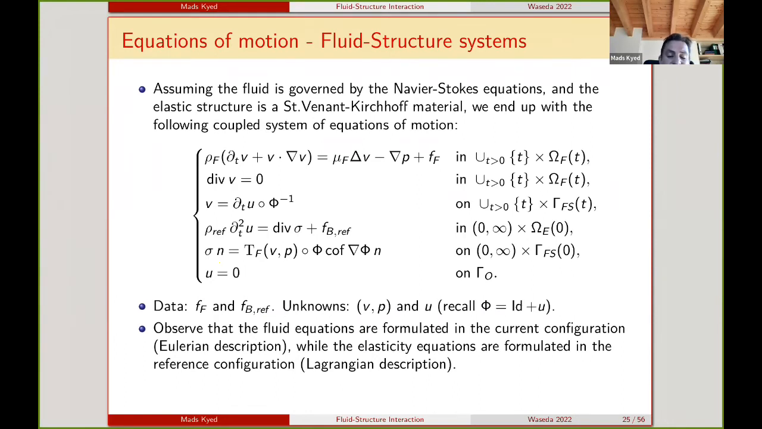Okay, and here we have to, of course, be aware that our fluid equations are written in an Eulerian description, whereas our elasticity equations are written in a Lagrangian description. So at some point we have to make a transformation so that everything is written in the same description, and typically we would choose a reference configuration to rewrite everything in just one domain. Okay, we'll come back to that point.